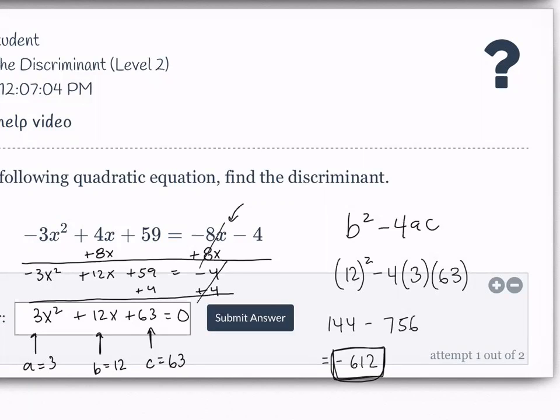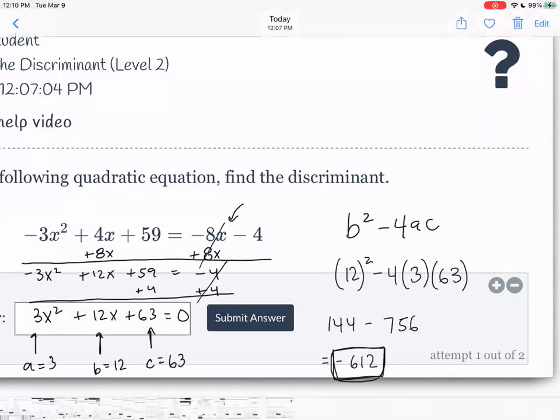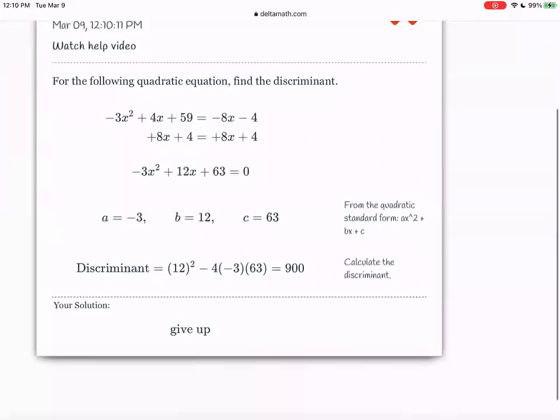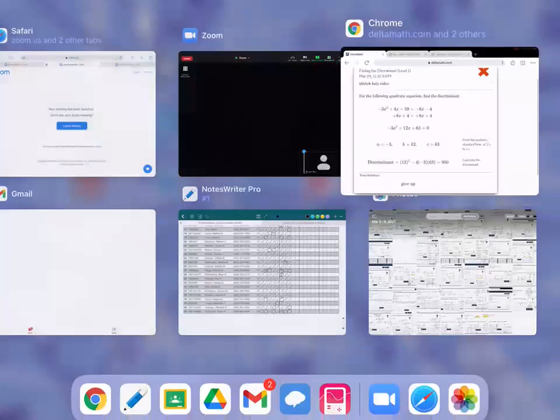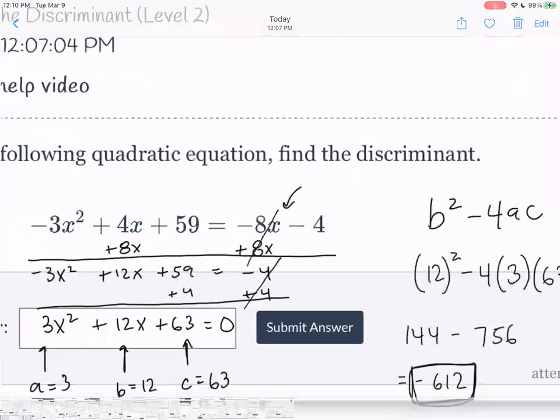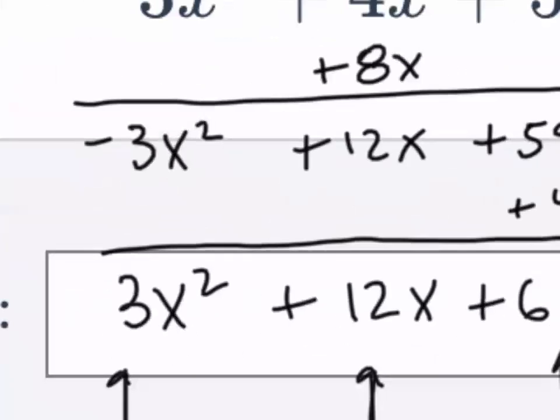That's weird. Okay, you know what? Let's do the very simple thing, which is give up and see what the solution is. B squared minus 4AC. Wait, the A was a negative 3? Oh, do you see right here when I copied it? I forgot my negative. Oh my goodness, I just didn't see the negative that I wrote.